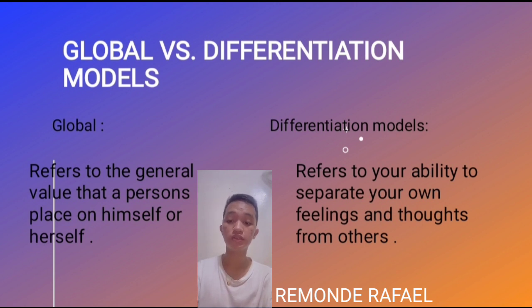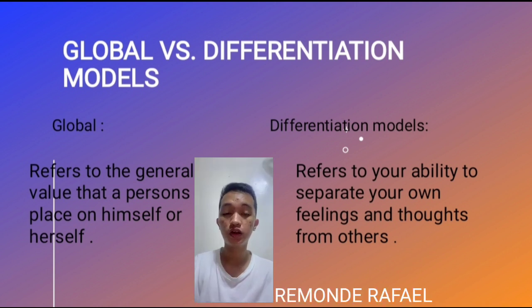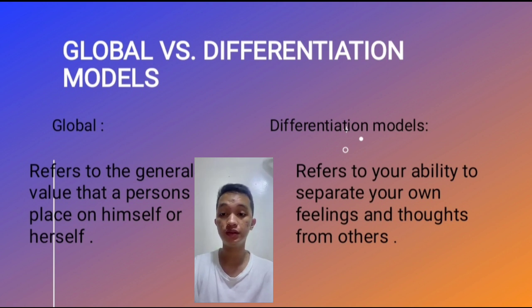This is global versus differentiation models. Global refers to the general value that a person places on himself or herself. Differentiation models refers to your ability to separate your own feelings and thoughts from others. These are examples of global self. Global self-esteem can be high, sometimes referred to as healthy, but rather low in a specific situation or in relation to a specific activity. For example, Jane may have high overall self-esteem and have a positive view of herself as a dancer, and yet have low self-esteem about communicating in a second language.